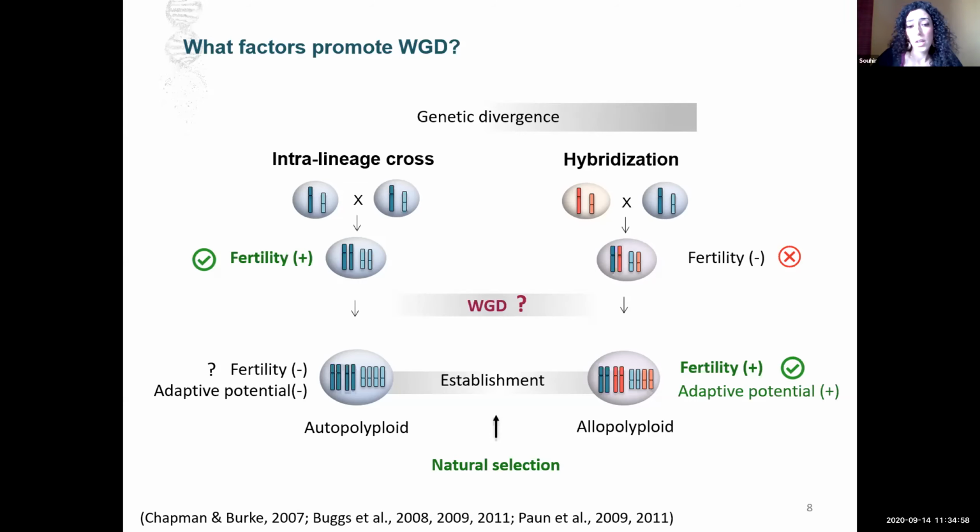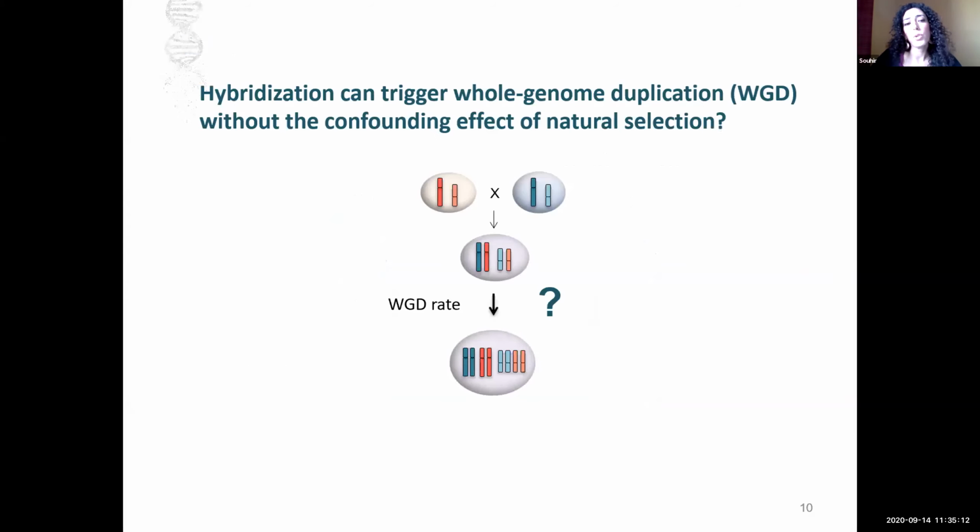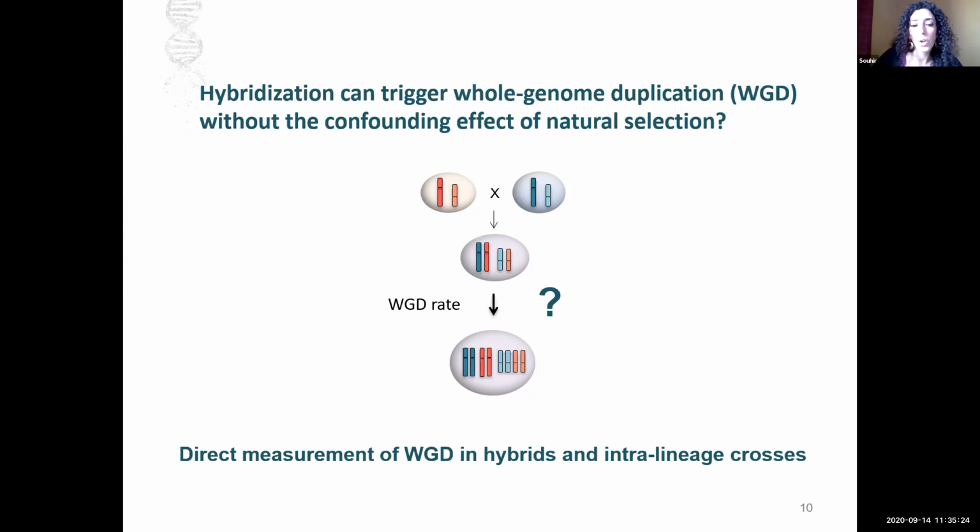Testing these alternative models will need a direct measurement of whole genome duplication without the confounding effect of natural selection. So in this context, my postdoctoral work aimed to investigate whether hybridization can trigger whole genome duplication without the confounding effect of natural selection. We proceeded to a direct measurement of whole genome duplication in hybrids and intralineage crosses. So we used yeast as a model.